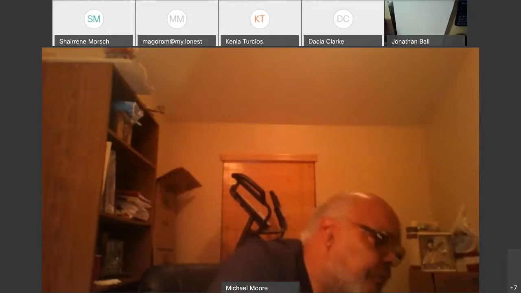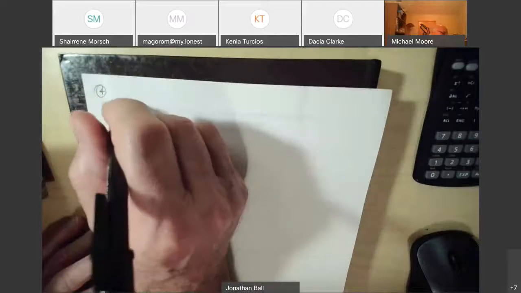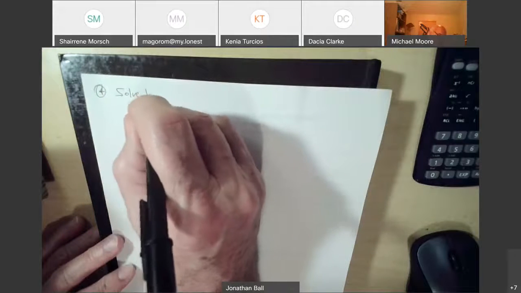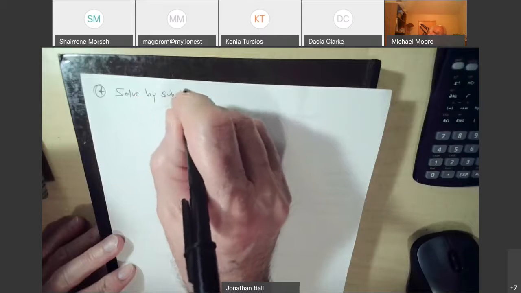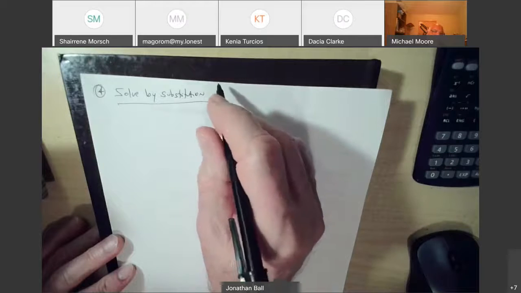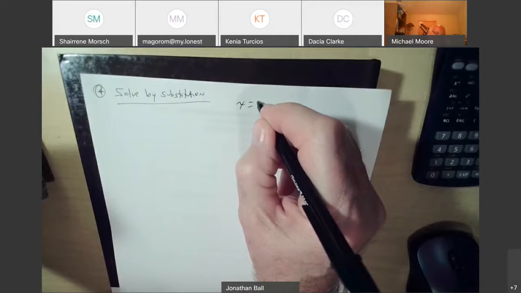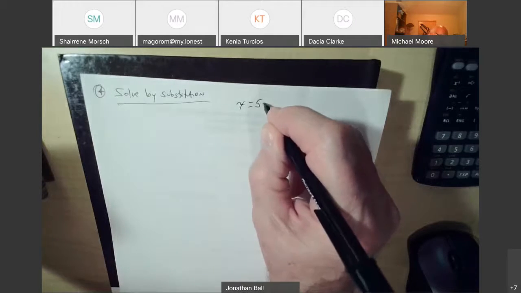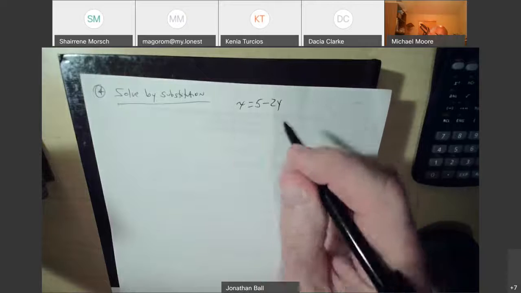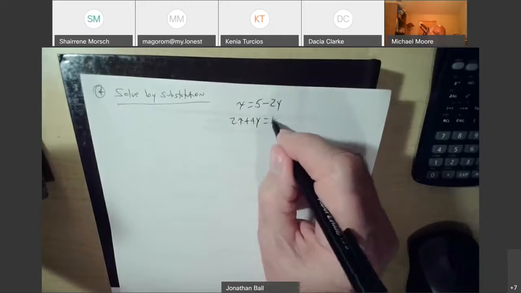Number 4. Solve the system of equations by substitution. X equals 5 minus 2y and 2x plus 4y equals 6.